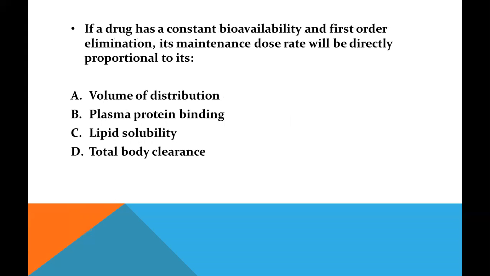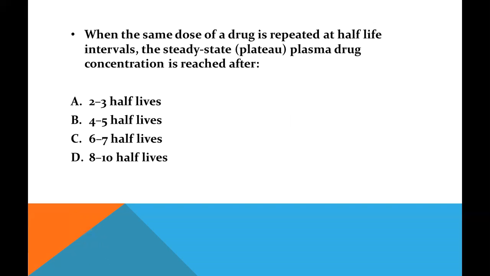Moving to the next question. If a drug has a constant bioavailability and first order elimination, its maintenance dose rate will be directly proportional to its. The options are volume of distribution, plasma protein binding, lipid solubility, and total body clearance. So the correct answer is option D, total body clearance.